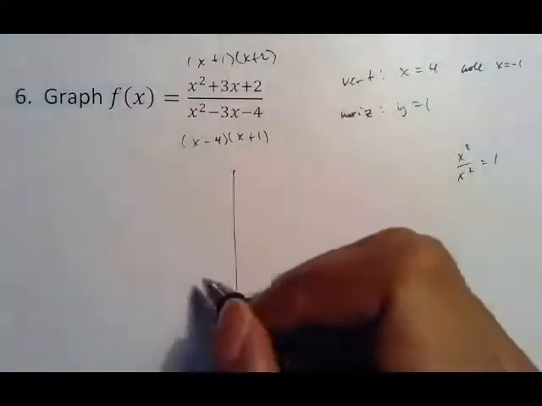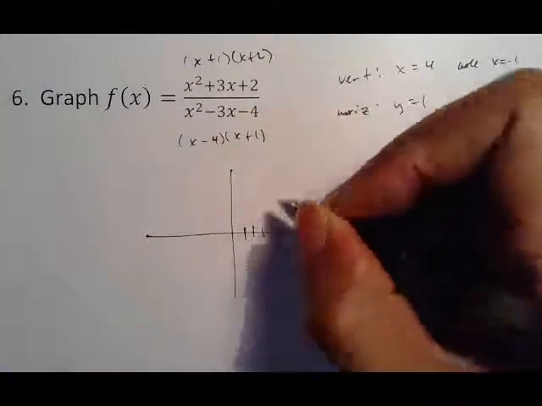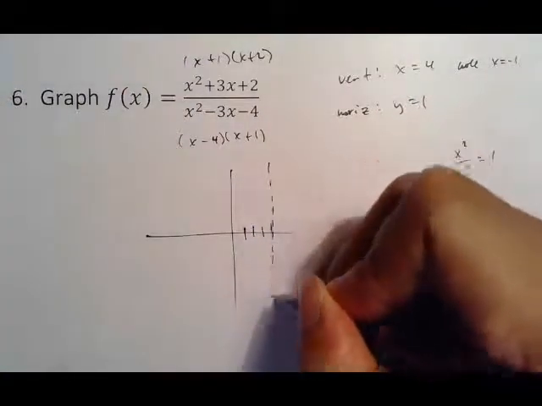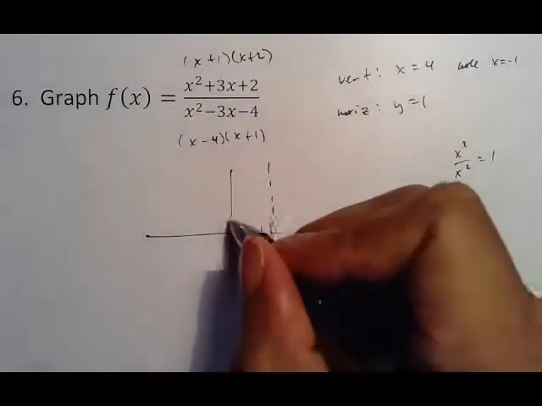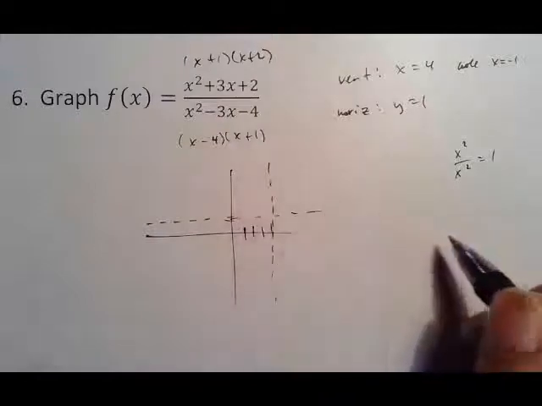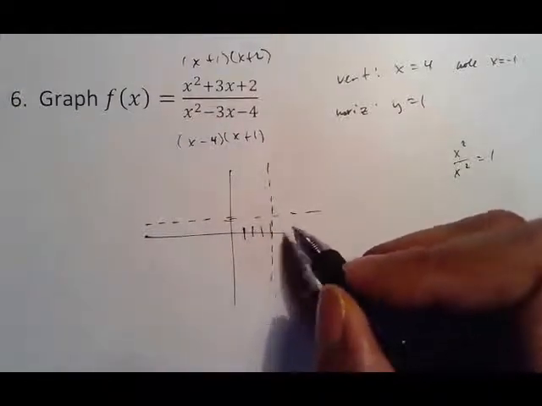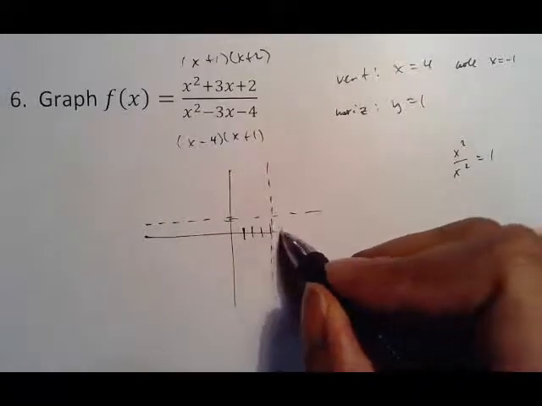So now we draw our graph. We go to x equals 4. We put a vertical asymptote. We go to y equals 1 and put a horizontal asymptote. We pick a point, pick a couple of points, and figure out what it is. 1, 2, 3, 4. So we're going to pick 5.